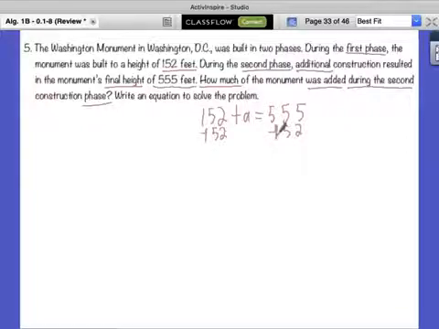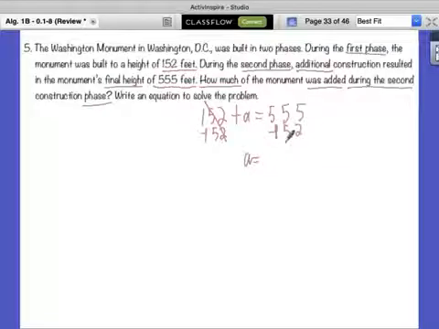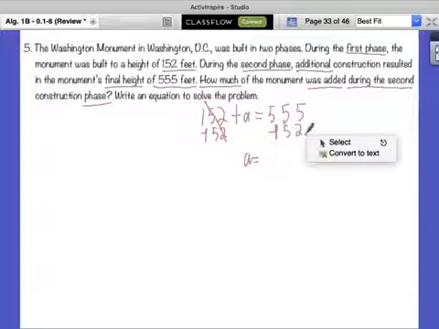So we want to subtract whatever's with the A. What's 152 minus itself? 0. Now 555 minus 152. This is kind of convenient. You can go straight down. Olivia? 2? No, 3. Wait, what was the question again? 555 minus 152. Oh, 403.